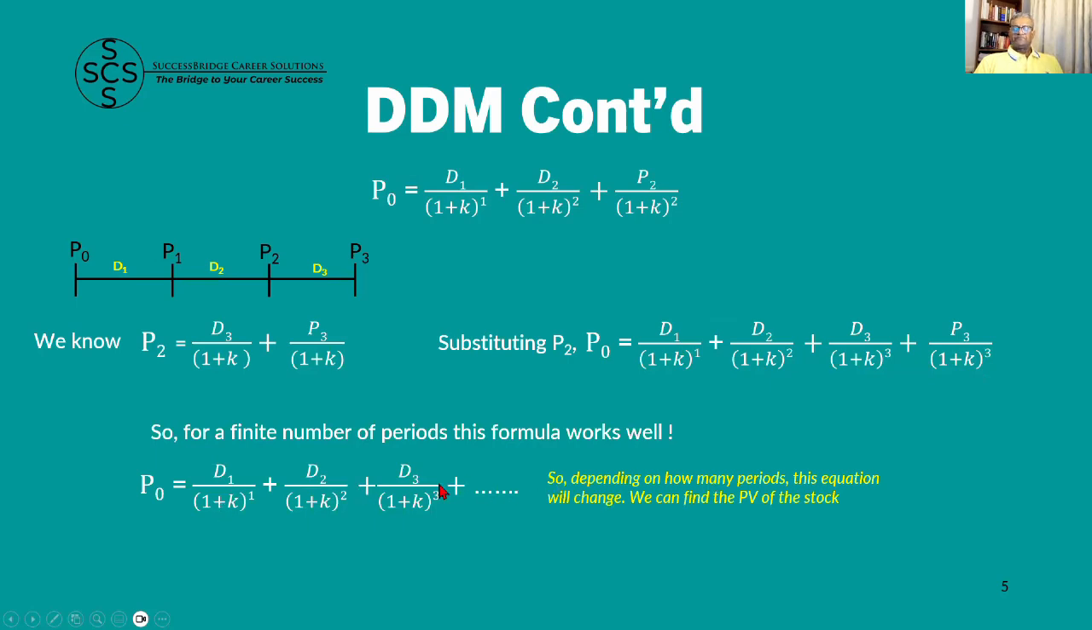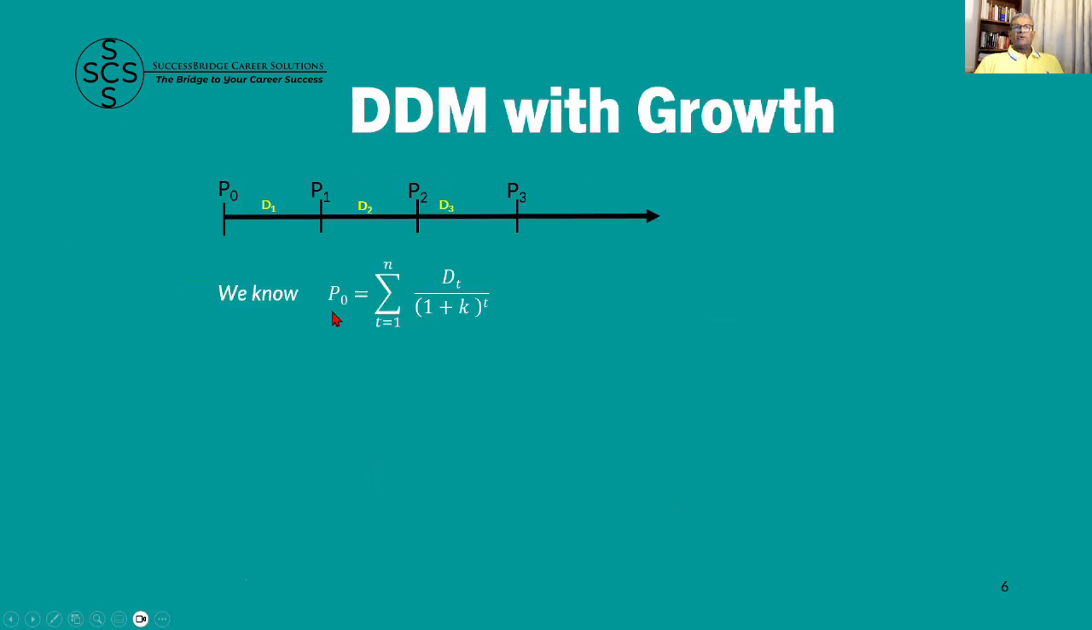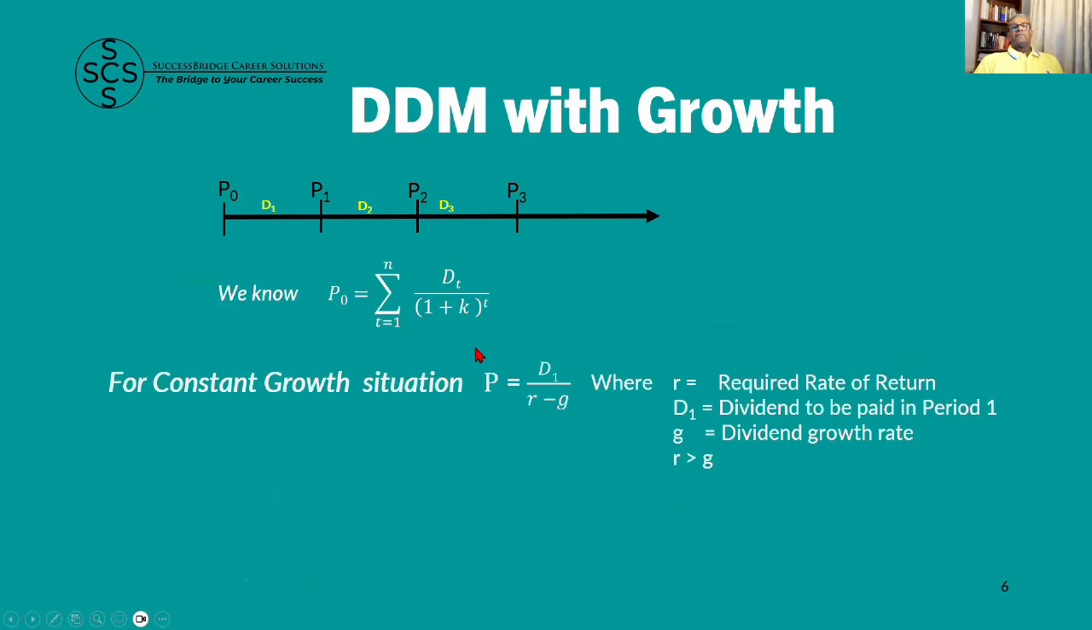and then if we simplify this, this is basically a summation series, which is P0 equal to the sum of t equal to 1 to n, n is the number of periods, Dt divided by 1 plus K to the power t. Okay, so this is a generic form of the dividend discount model. So know that this is the generic dividend discount model. Then the specific cases of the generic dividend discount model are as follows.